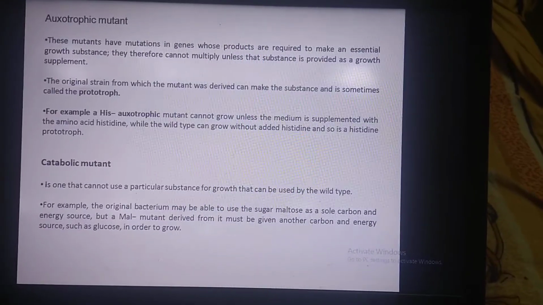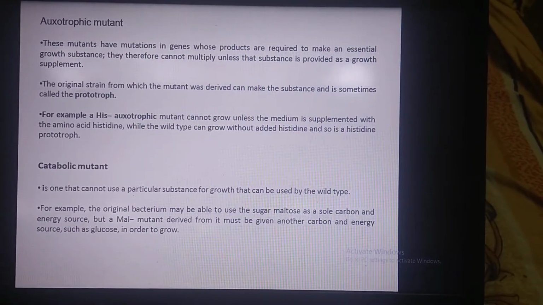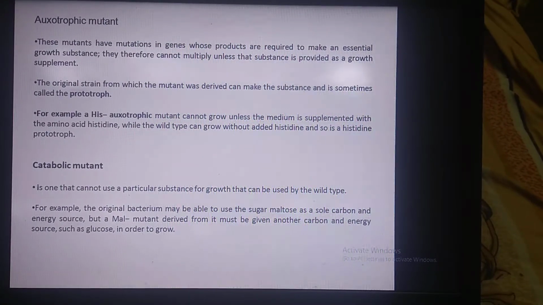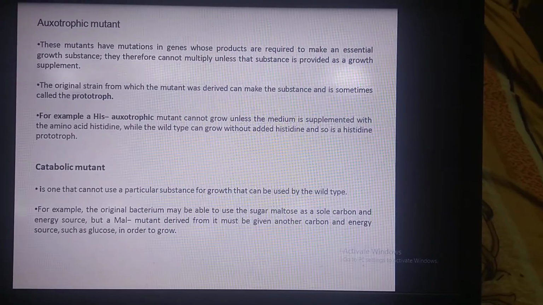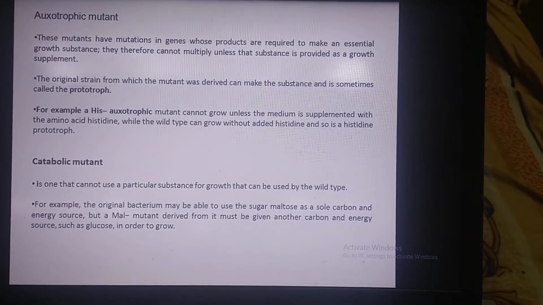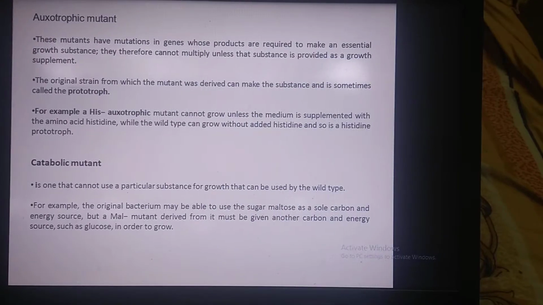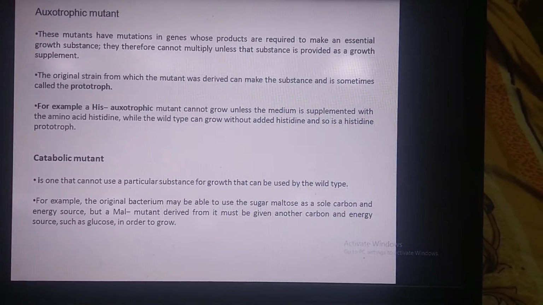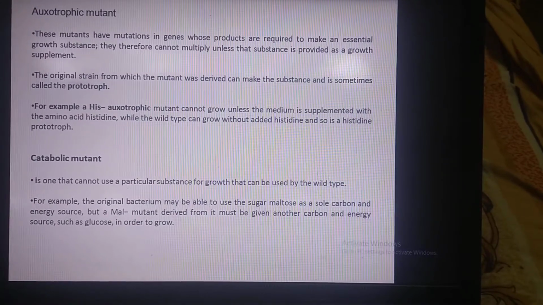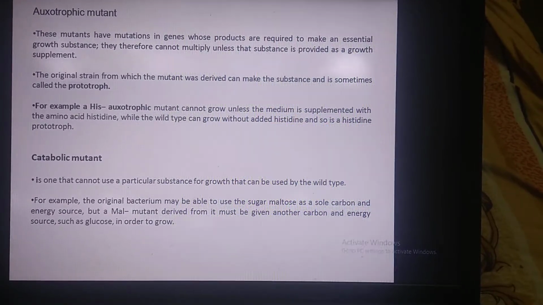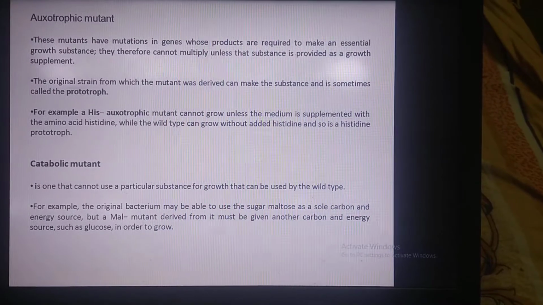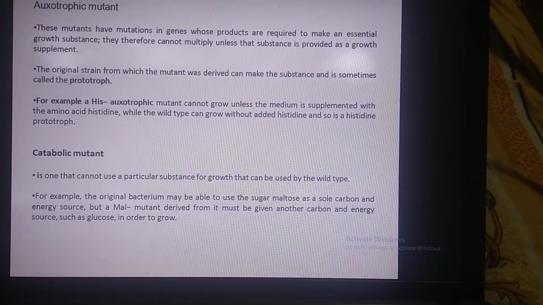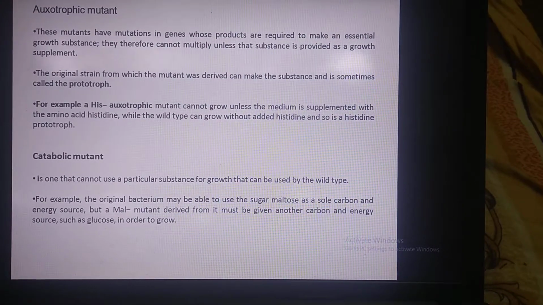Here, for example, histidine. To grow it, you have to supplement histidine into your culture media. So these types of metabolic mutants are called auxotrophic mutants. The original strain from which the mutant was derived can make the histidine, and can grow without histidine supplement. So this is called prototroph.